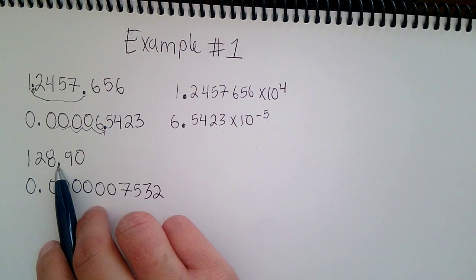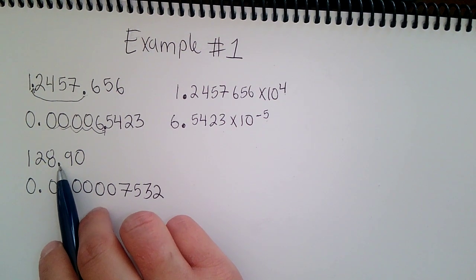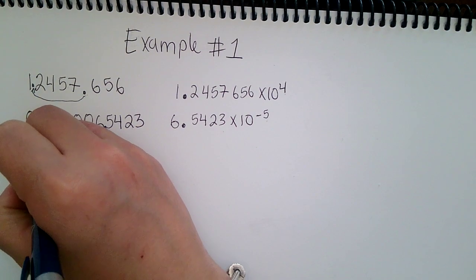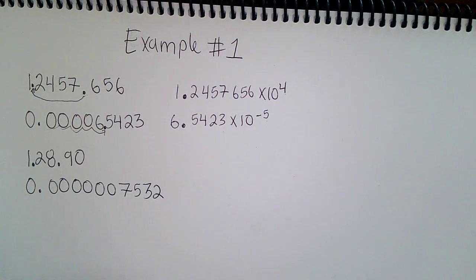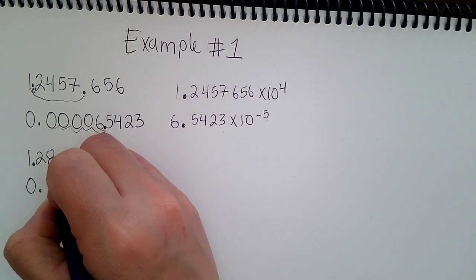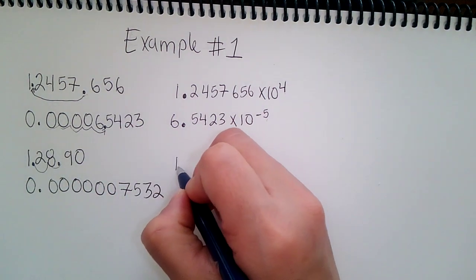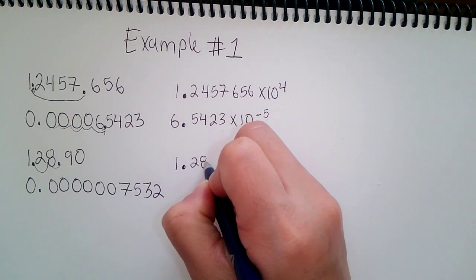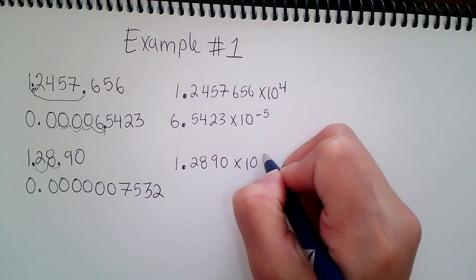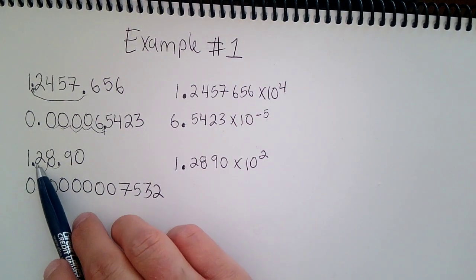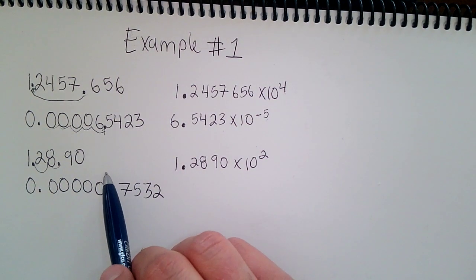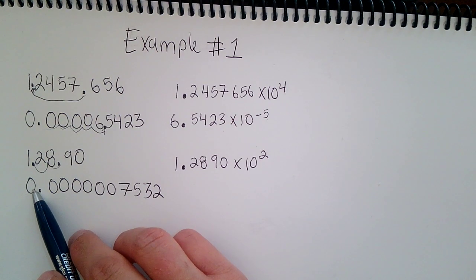Let's go to the next one, 128.90. Where would we put this decimal? Again, we're going to put this decimal right here. That means that we're going to move it twice, 1, 2, and it's going to be 1.2890 times 10 to the positive 2. Again, why positive 2? Because 128 is a bigger number than 1.